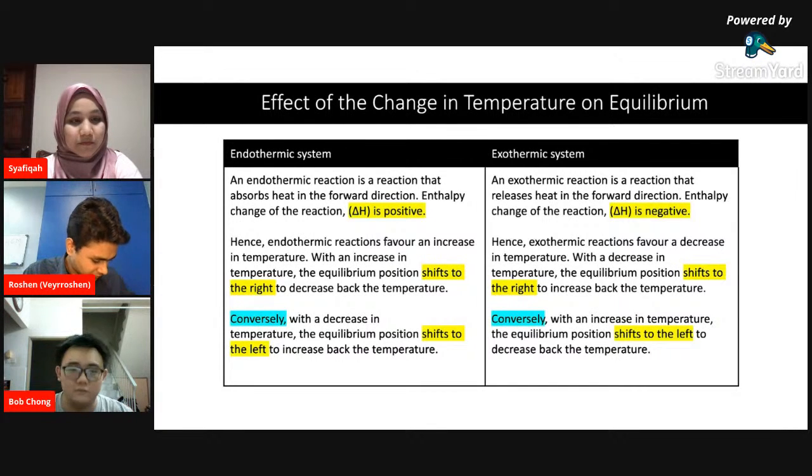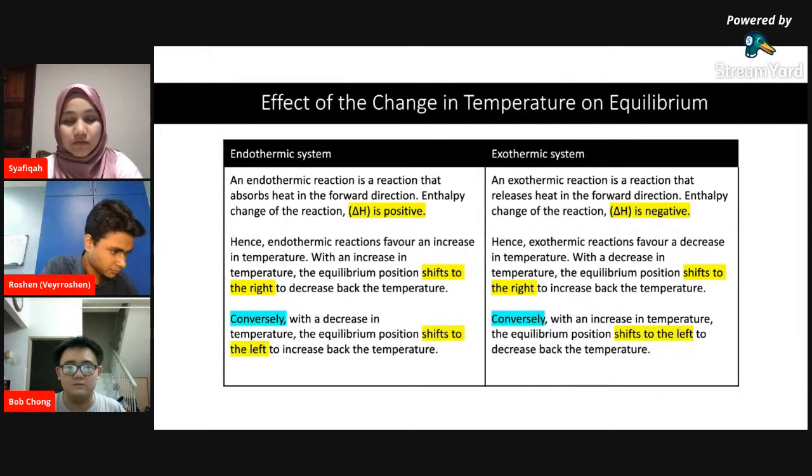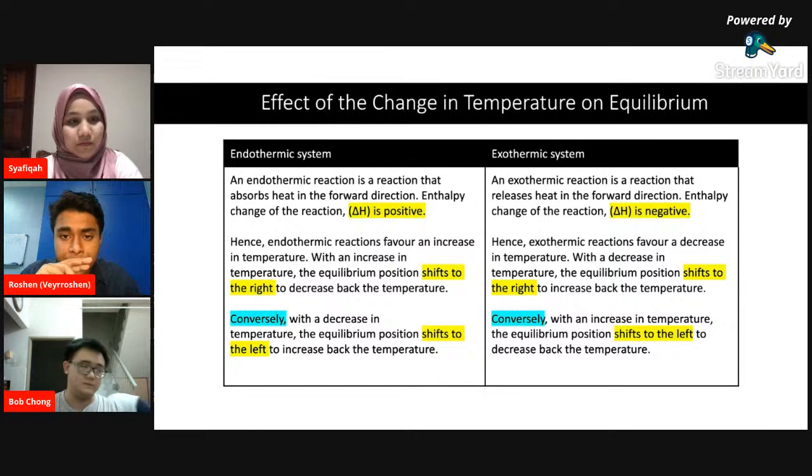So usually there's going to be a sign, a symbol of delta H beside an equation. This tells you if it's an endothermic system or exothermic system. Simply, if delta H is positive, it's an endothermic system. And if delta H is negative, the opposite. Naturally, it should be an exothermic system.